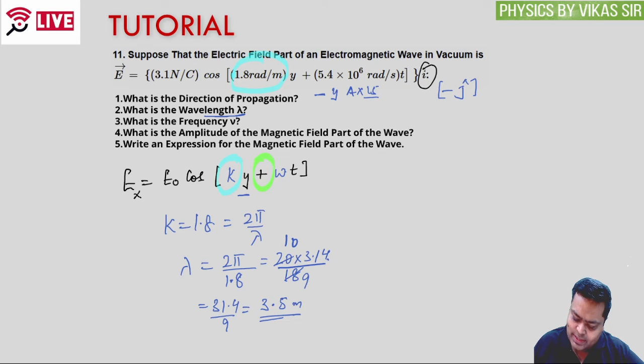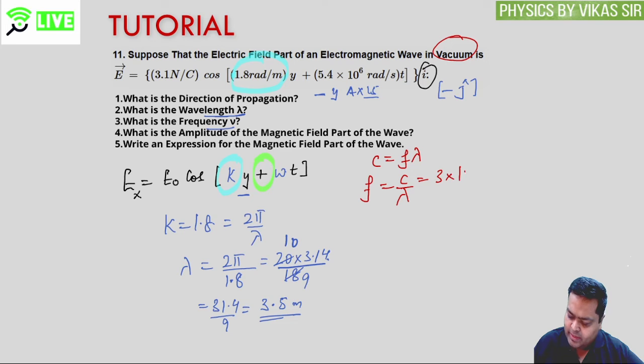Now the C part is telling to calculate a value for the frequency. So how do I calculate a value for the frequency? I have the relation that C is equal to f lambda because the wave is traveling in the vacuum. So if C is equal to f into lambda, where f is the frequency, then frequency becomes C by lambda. The value of C is 3 into 10 power 8, divided by lambda. So the lambda is 3.5 and we can calculate from here.